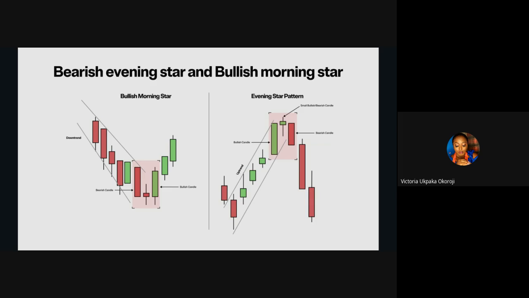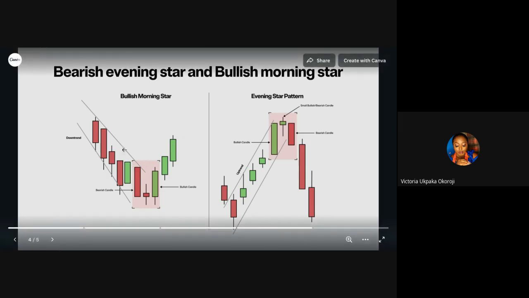Prices begin to go down, like they're going down. But now look at this candle here, a bearish candle, this candle, and a bullish candle. When you see something like this, it means that this downtrend is reversing, and we're about to see a profitable market.